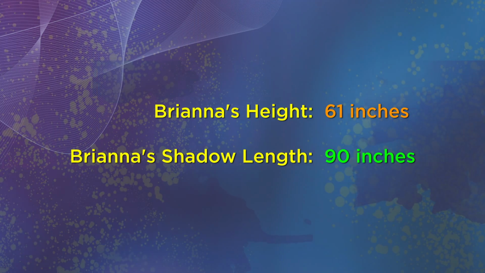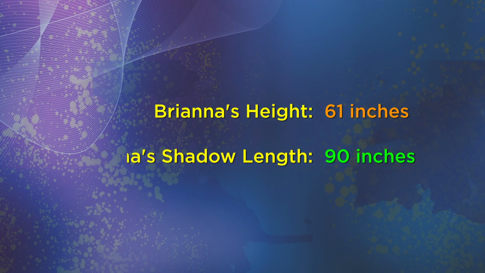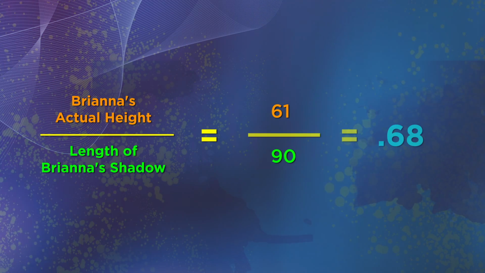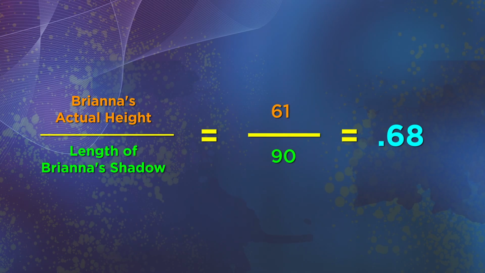Next, we'll divide your height by the length of your shadow to get one side of the proportion. That number will be the ratio of your height to your shadow's length. So the ratio is 68 hundredths. Now, we need to find the length of the statue's shadow, right?